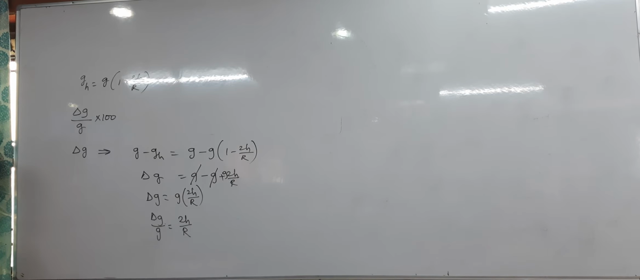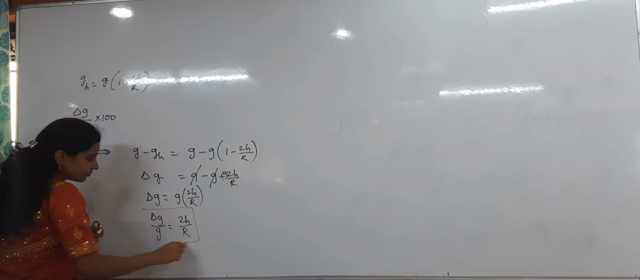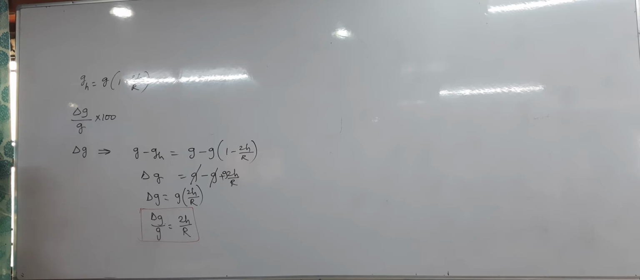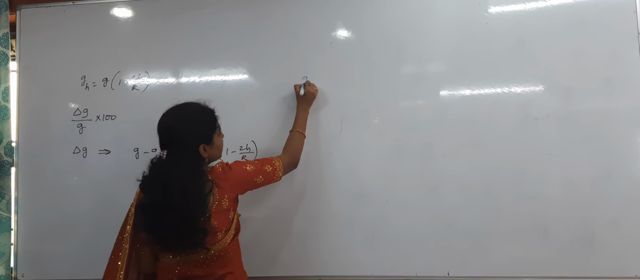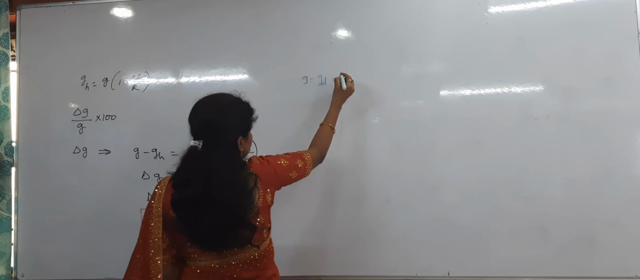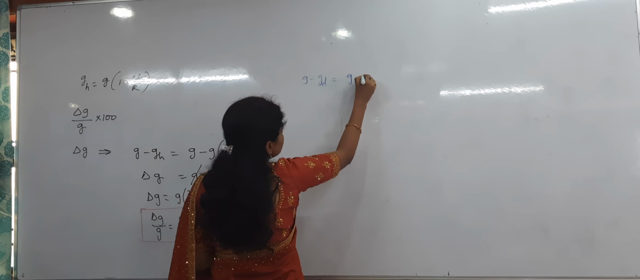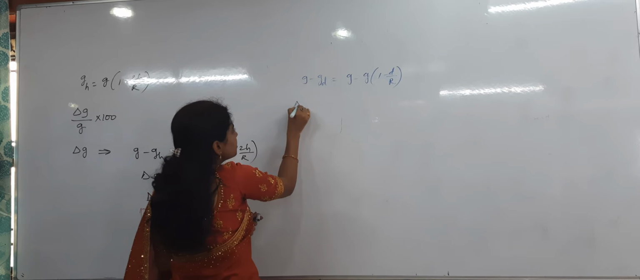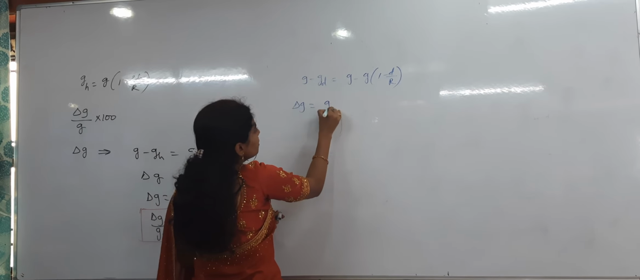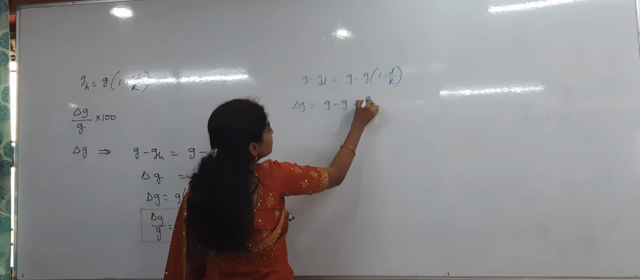Just 2h by R. In case of depth, what is that? Again delta G means what you have to do? G minus g_d you have to do. Whenever they are talking about the height, then G minus g_h. Whenever they are talking about the depth, G minus g_d. So G minus g_d is equal to what will we get here? G minus, what is the g_d value? G into 1 minus d by R. This is delta G. Delta G is equal to G minus G plus g d by R.